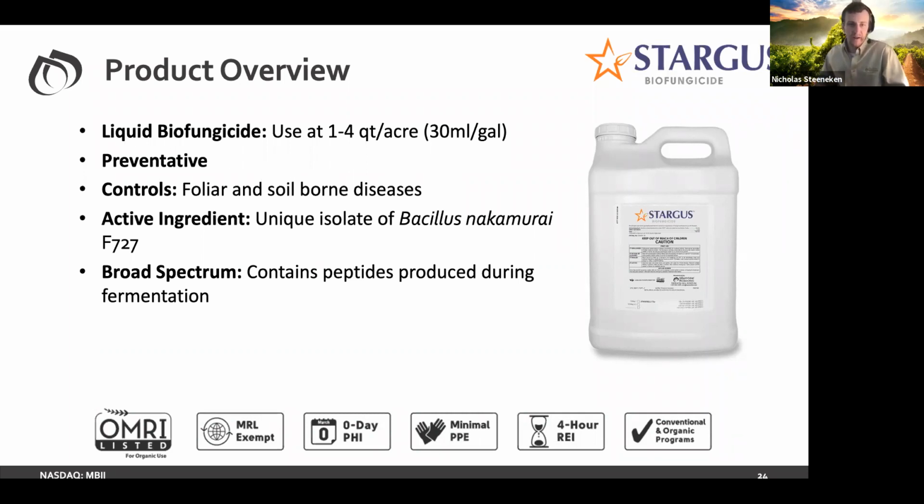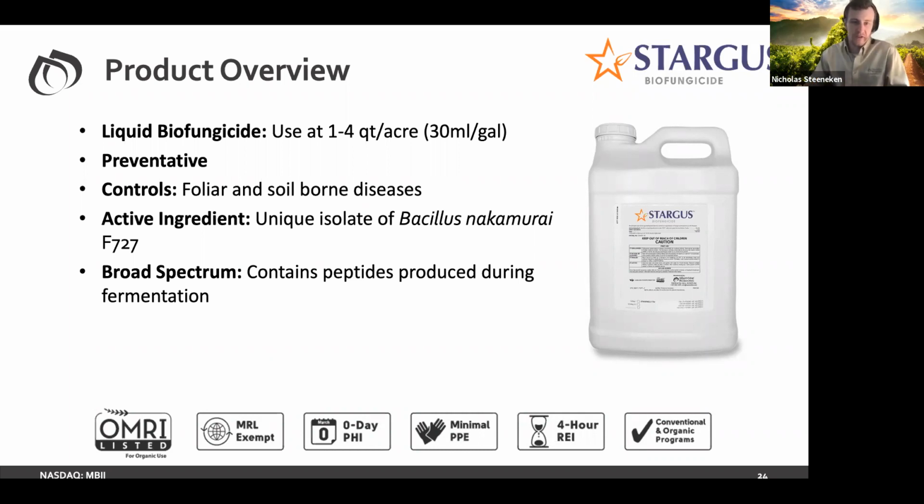It is best used preventatively. It could be used to control foliar or soil-borne diseases based on what you're targeting. The active ingredient is a unique isolate of Bacillus nakamurae F727. However, if you read the label on Stargus right now, it will say Bacillus amylifactius F727. However, that strain is so unique that it is in the process of being reclassified and renamed, hence why we have the new name listed.